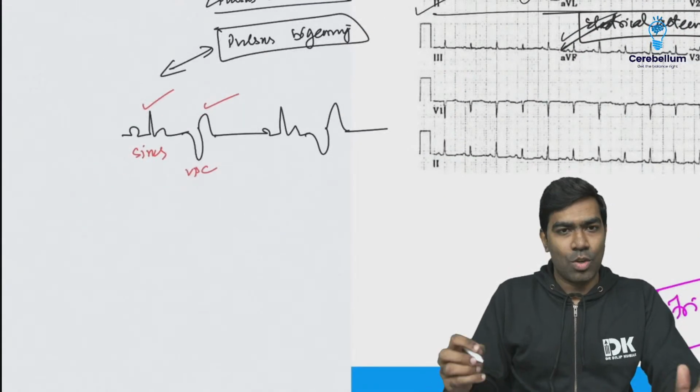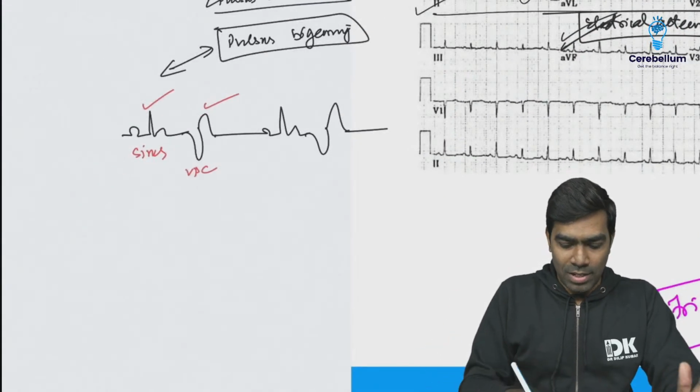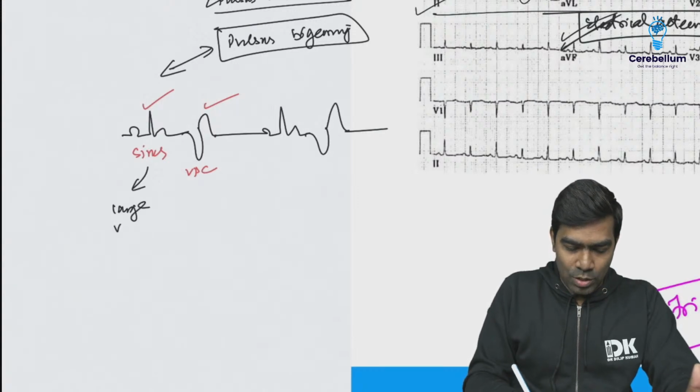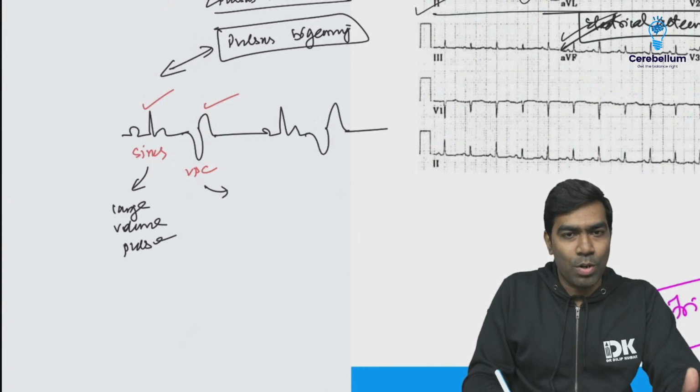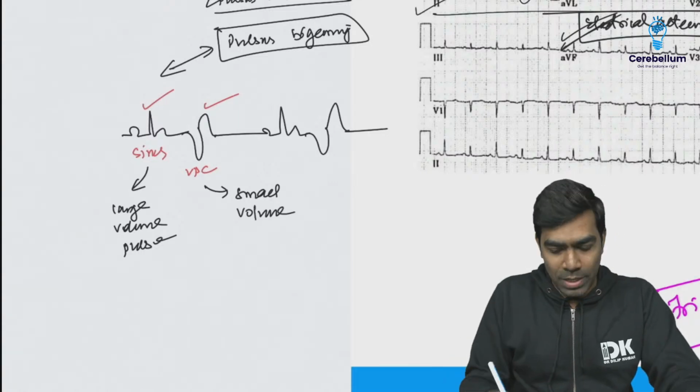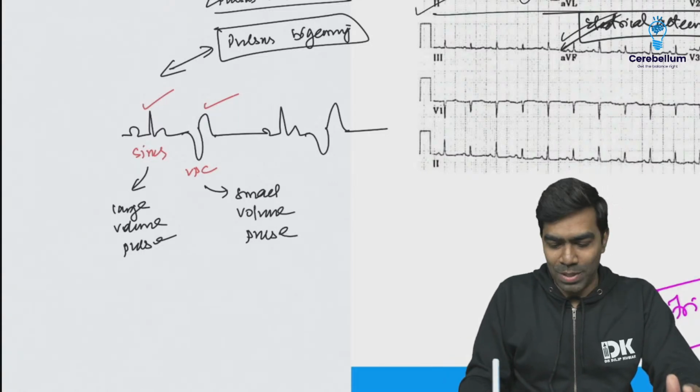In case you want to know what is pulsus bigeminy, the sinus beat will be powerful. It's going to produce a large volume pulse. But remember, the ventricular premature contraction beat will produce only a small volume pulse because it is a premature beat.